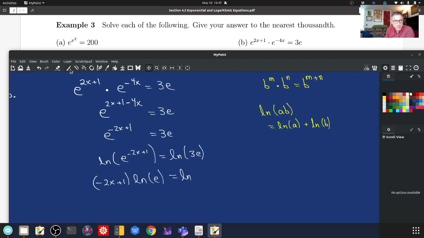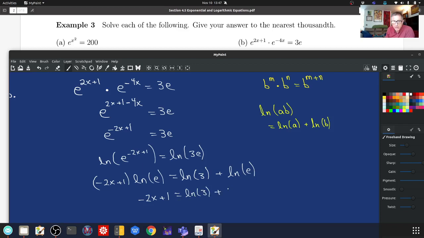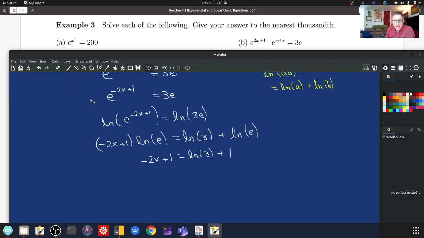So this is going to be log 3 plus log of e, so minus 2x plus 1 times the natural log of e is 1. So that's just minus 2x plus 1. Because the natural log of e is the log to the base e of e, that's just 1. And this is log of 3. So I'm getting on down there, I'm getting closer.